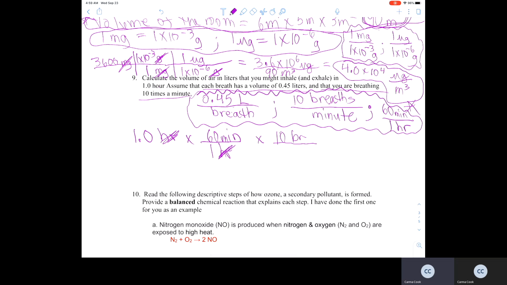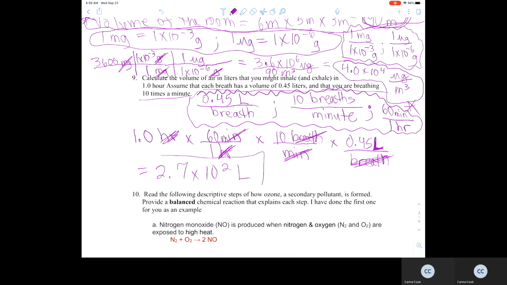And there are 10 breaths per minute. And now the minutes cancel. And there are 0.45 liters per breath. And now breath cancels. And now you're left with the unit that you want, and that's liter. So now just do the math. 1 times 60 times 10 times 0.45. And that gives you 2.7 times 10 to the second liters. So that's how much air you will breathe in 1 hour.